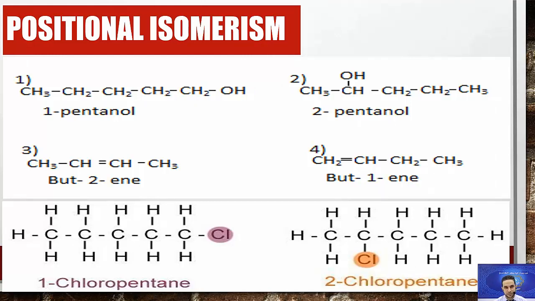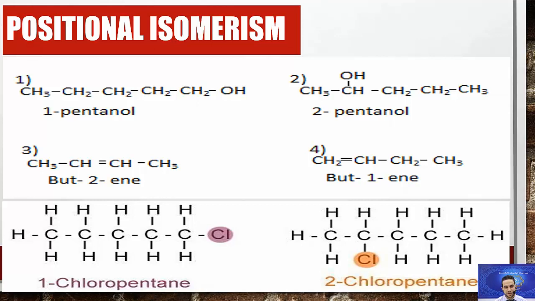Let's compare number 3 and 4. What is the difference between them? Both have 4 carbon atoms. But what is the difference? The position of the double bond. That's why it is called positional isomerism. So in number 3, the double bond is after carbon atom number 2. But in number 4, the double bond is after carbon atom number 1. So number 3 is called but-2-ene and number 4 but-1-ene.